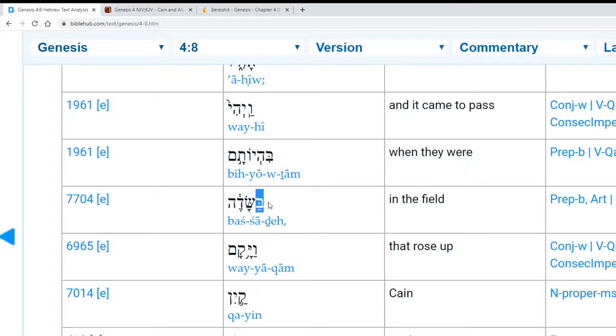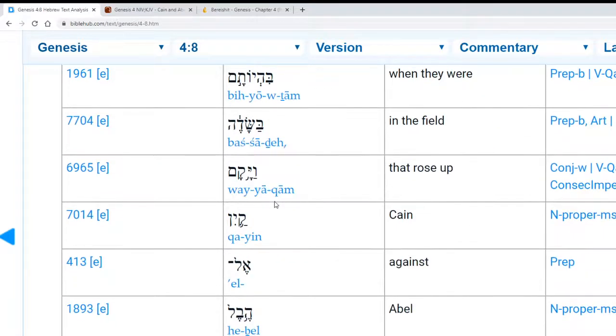So again, prepositional bet, the patach underneath the bet is telling you that the article is there, in the field. Sadeh, we've had the field many times. Vayakom Qayin. So Vav is the conjunctive Vav.